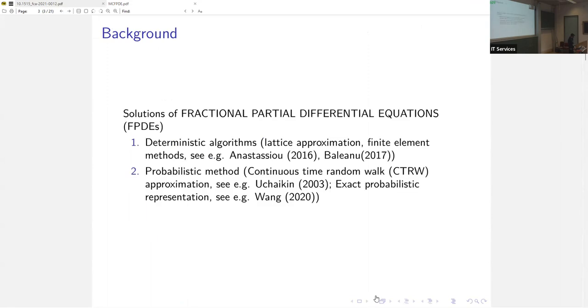And we know that the research of fractional partial differential equations is very popular because of its application in natural science, and lots of numerical methods are developed to solve FPDEs, and lots of them are deterministic algorithms, for example, lattice approximation and finite element method. Only a few are probabilistic methods, for example, continuous time random walk approximation and exact probabilistic representation.